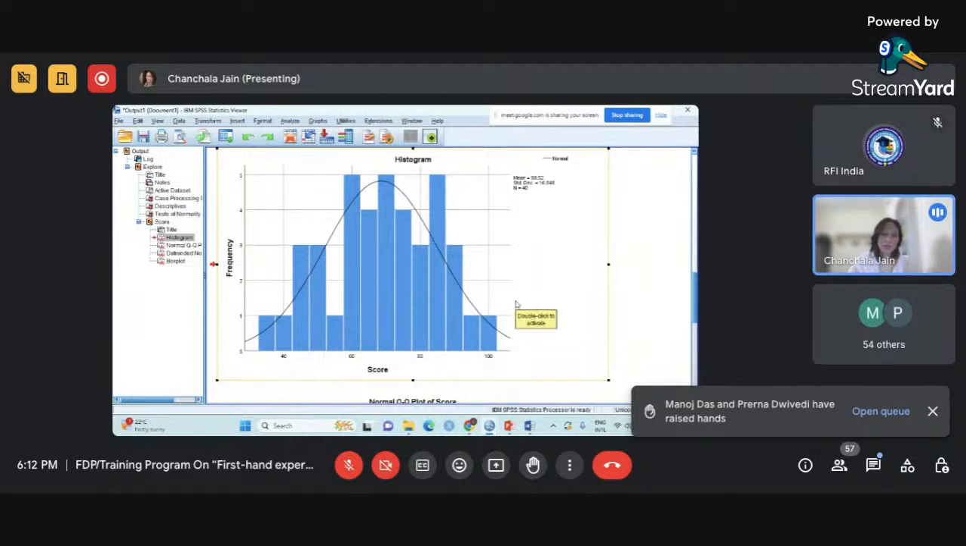So looking at the diagram, or looking at the bell-shaped curve, we can say that somewhere we can conclude, looking at the histogram also, that the variable is approximately normally distributed, right?